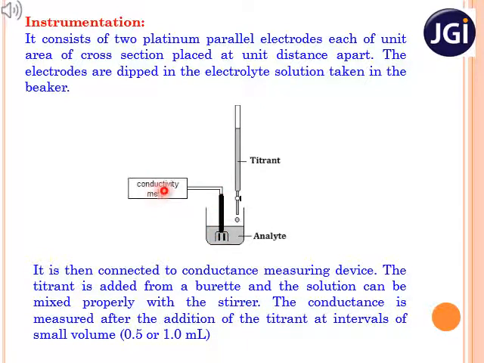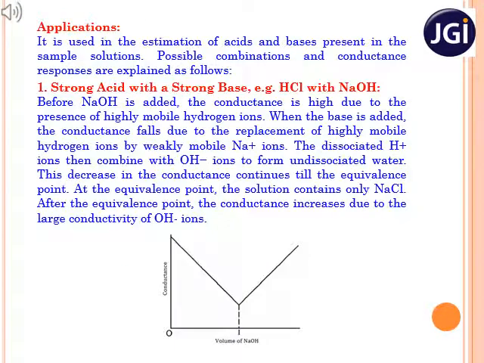The titrant is added from the burette in small increments like half ml or 1 ml every time, and the conductance is recorded after each addition. This conductometry method is used in the estimation of acids and bases present in the sample solution. Students, now we will see a few examples of how this method can be applied.